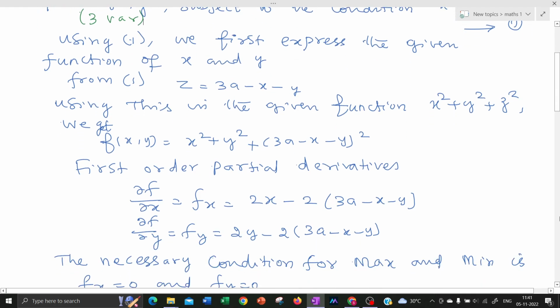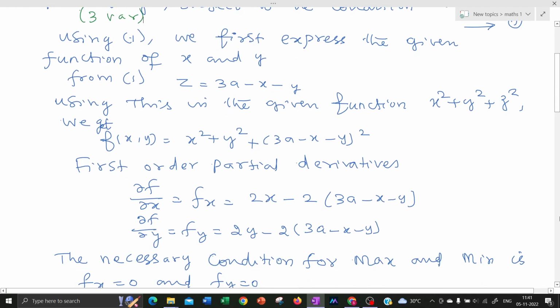If we substitute z equals 3a minus x minus y, the given function becomes f of x comma y, that is x squared plus y squared plus z squared, substituting 3a minus x minus y whole squared for z squared.